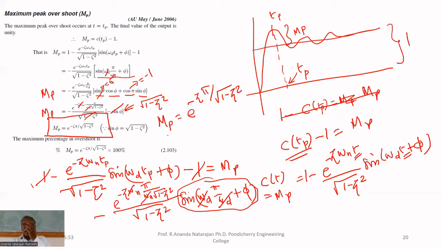It will be a factor. Here, this value will be about 0.6 or 0.4 like that. If you want to represent it as a percentage, 0.6 is 60%. So to represent in percentage, MP equal to 100 times e power minus zeta pi upon square root of 1 minus zeta square. Sometimes it will be asked in percentage. That's why we have to multiply this by 100. That's all.